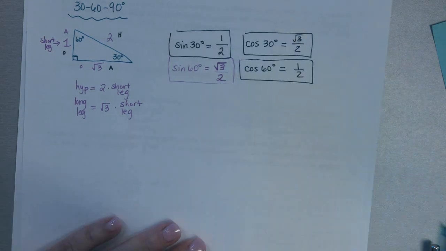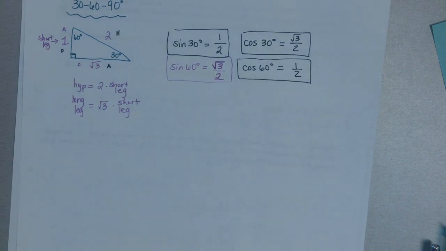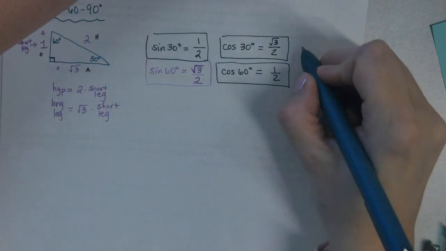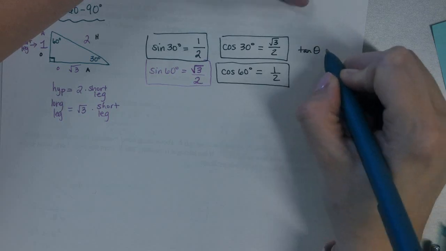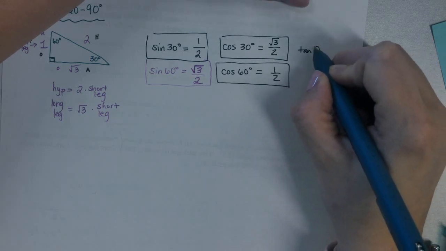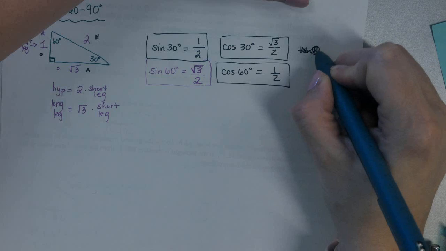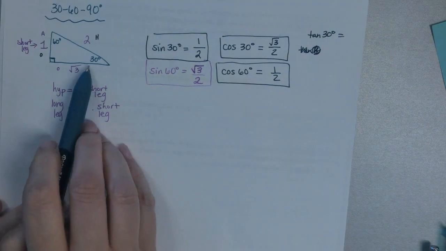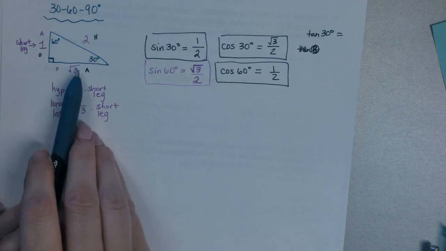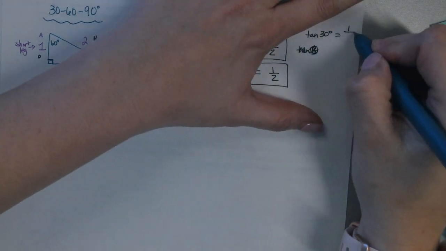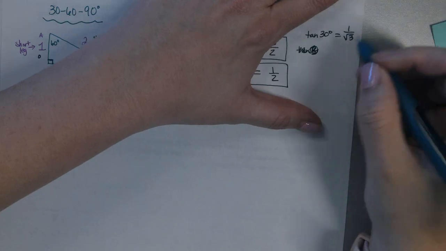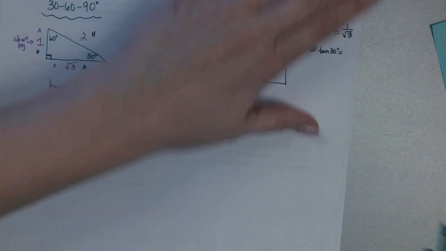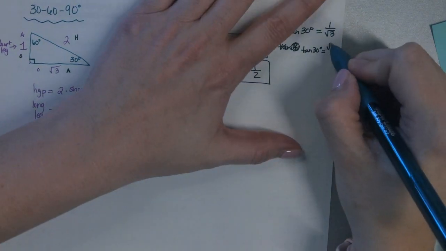How did we do with those? Finding them, adjacent over hypotenuse. Good? Okay, so then for the tangent, you do opposite over adjacent. Oh sorry, we're not doing theta, we're doing 30. So the tangent of 30, you do the opposite over the adjacent, so 1 over root 3, but then we have to simplify that. If you simplify it, what do you get? Root 3 over 3.